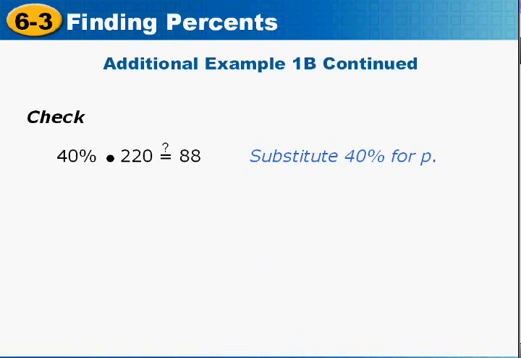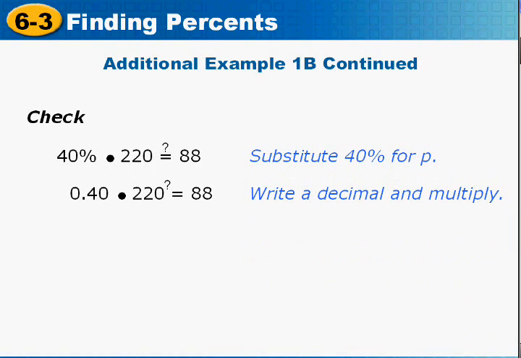Here's how you check to see if you're correct. Is 40%. Does 40% of 220 equal 88? Well, if you change the 40% to a decimal, and you multiply by that 220, would you get 88? Yes, you would. So you know you're right after that checking.